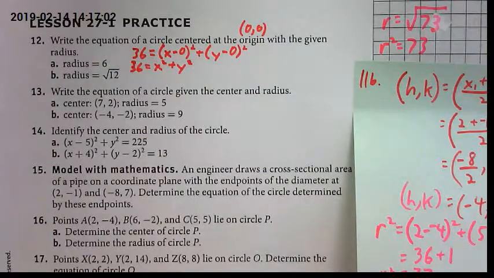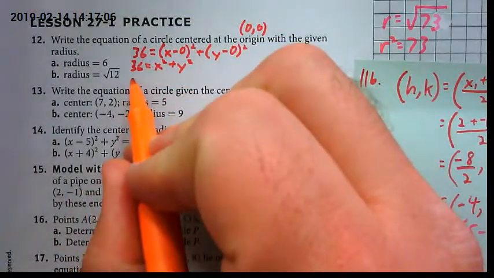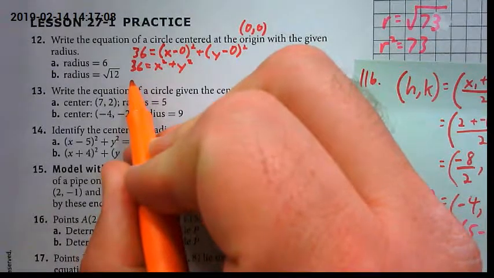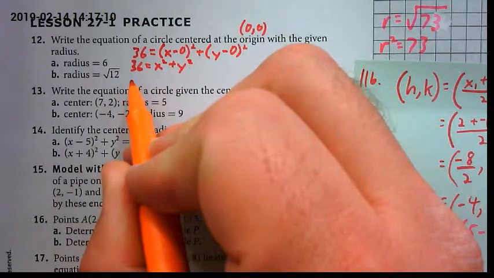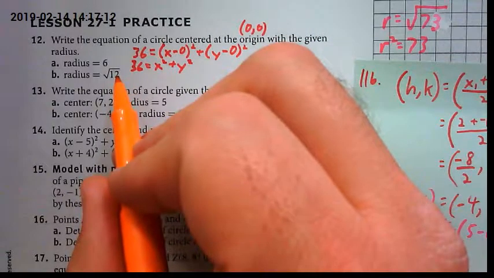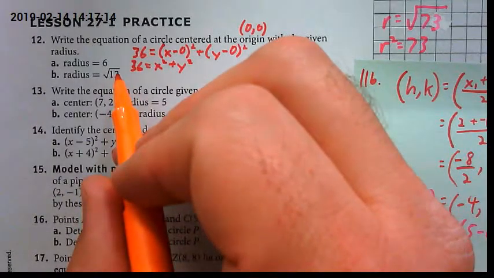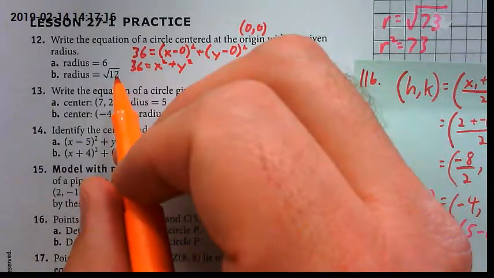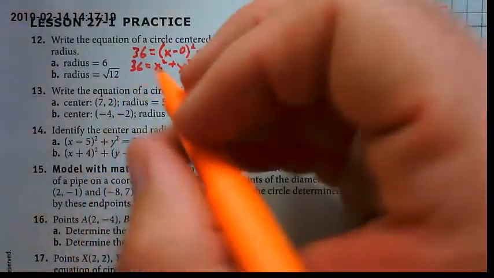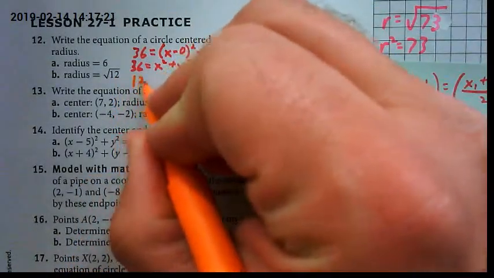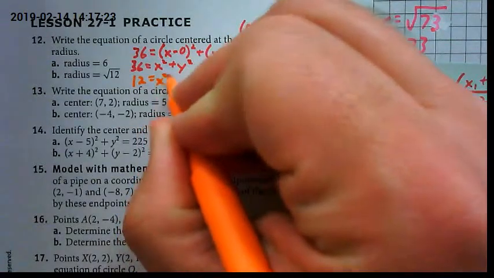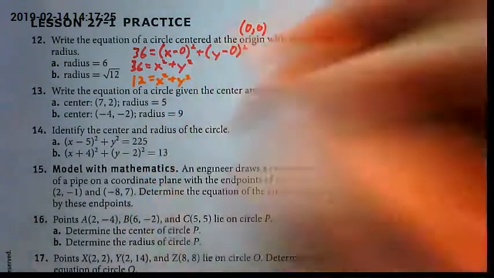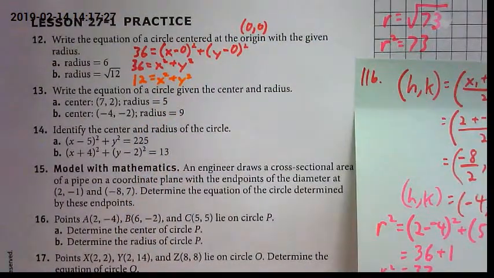What do you guys think for your equation here? Guys, there's lots of little talking. I can't hear if anybody's actually trying to answer me here. That's it. 12 equals x squared plus y squared. And that's it. That's your equation.